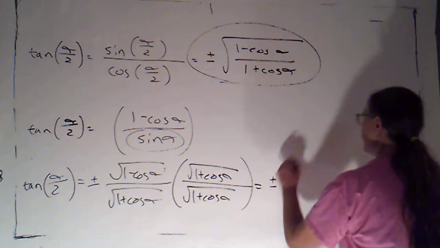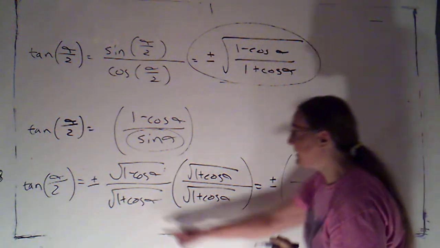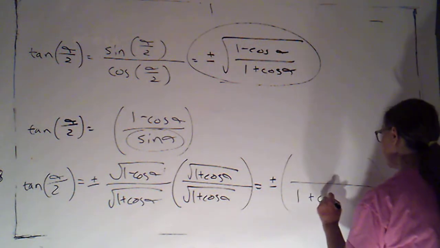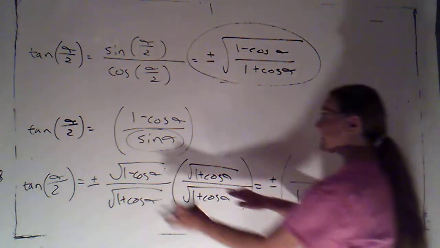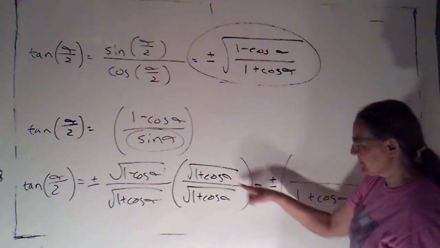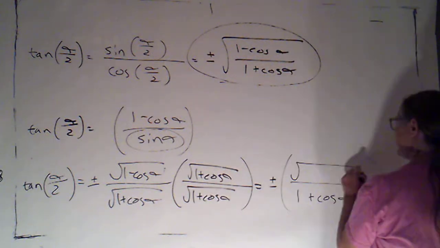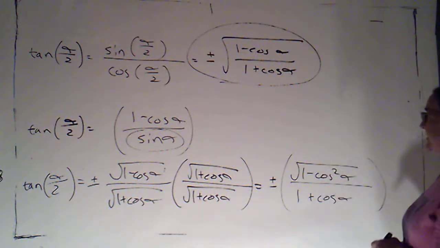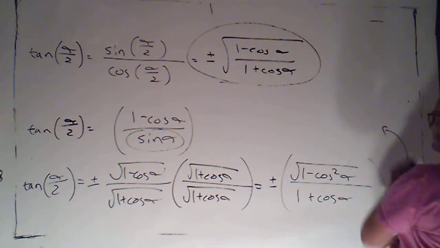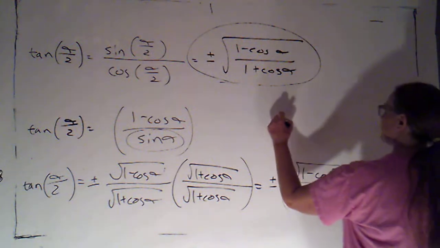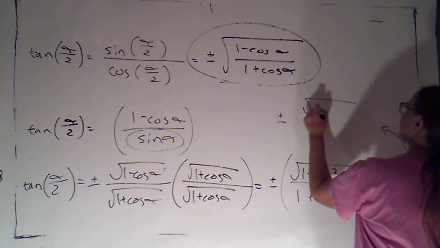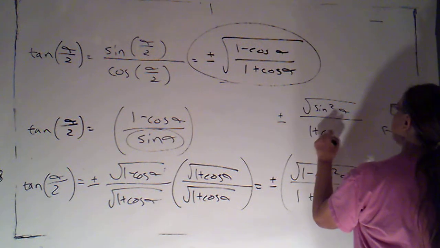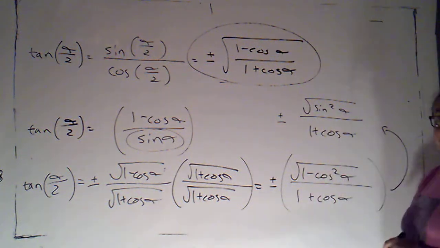So we're going to get plus or minus. Now on bottom I'm squaring a square root, so that just lifts the radical, and I get 1 plus cosine of alpha. On top, I'm multiplying that out. That's going to give me my difference of 2 squares. I'm getting root 1 minus cosine squared alpha on top. But I know that that's just sine squared. So we're getting plus or minus the square root of sine squared alpha over 1 plus cosine of alpha.